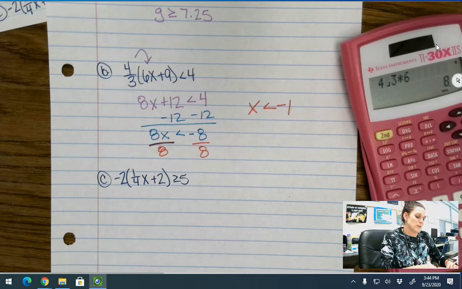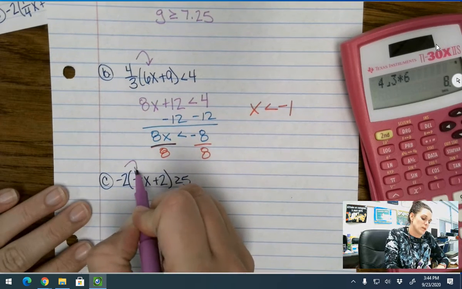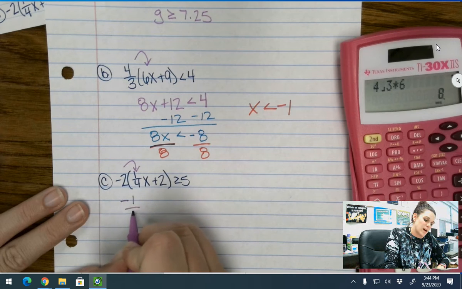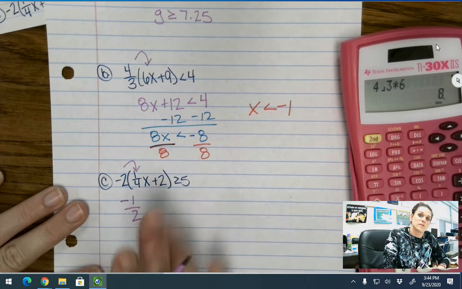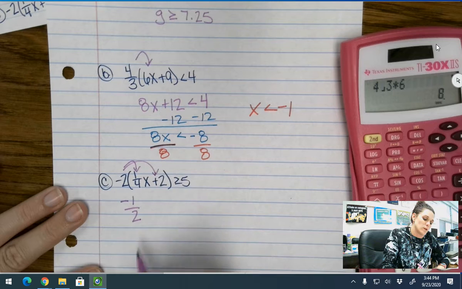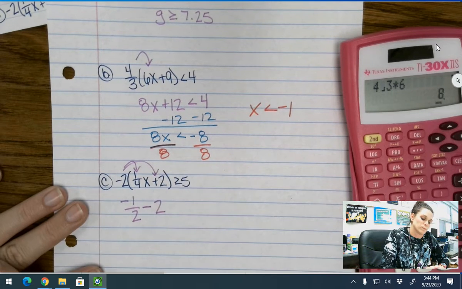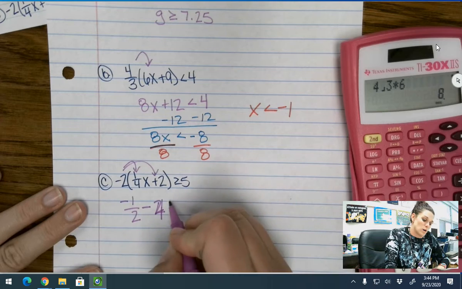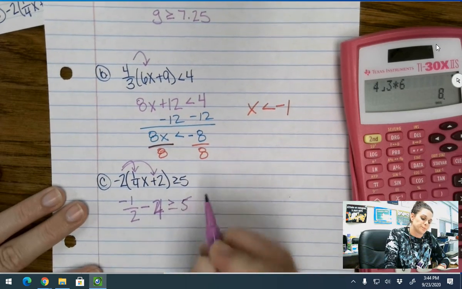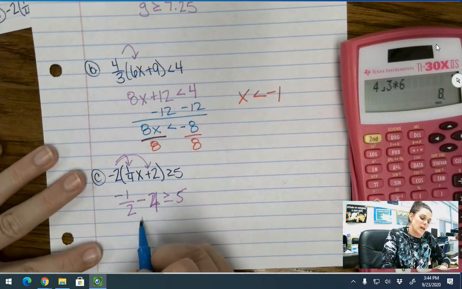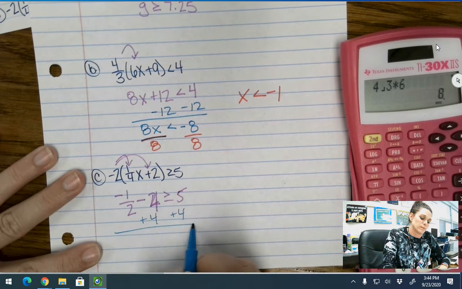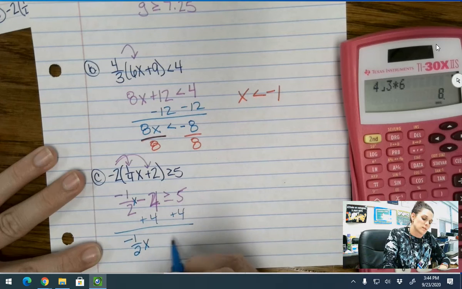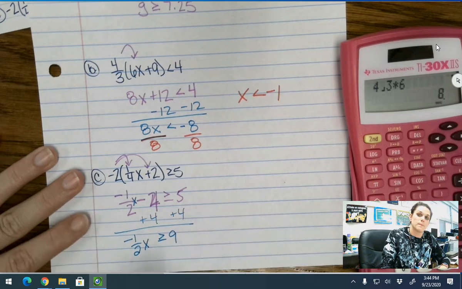All right, and then last but not least, we should have rainbowed here. And we should have had -2 times 1/4 is -1/2. -2 times +2 would have gotten me -2. I'm sorry, -4. I can do my math. I'm sorry. And that is all greater than or equal to 5. I should have then added 4 to both sides. So -1/2 x is greater than or equal to 9.